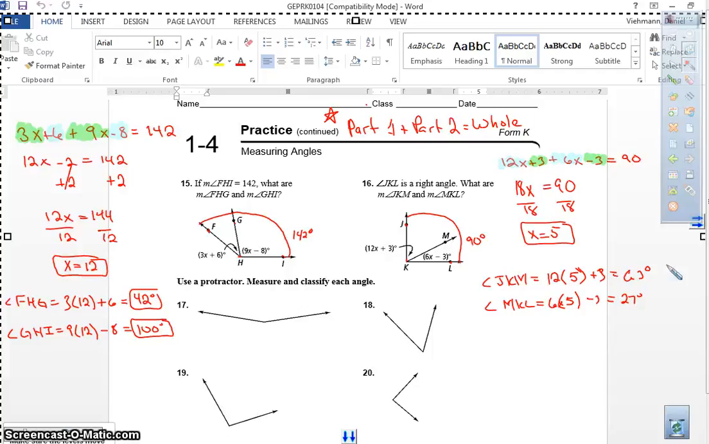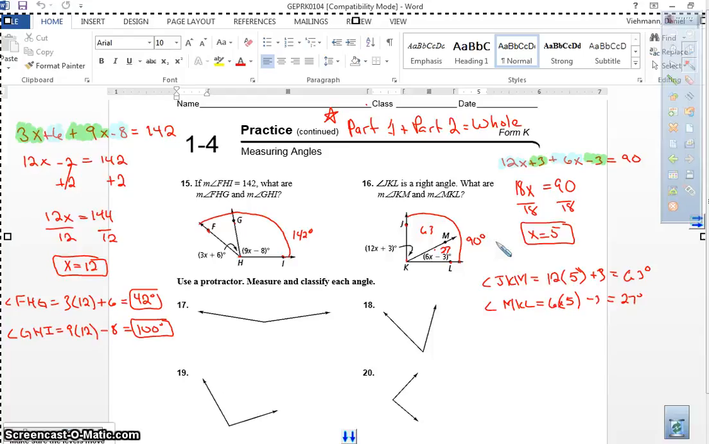If I said that JKM, this angle right here, is 63, and MKL, this angle right here, is 27, I said in the beginning that part 1 plus part 2, which is these two, equal the whole, right? So you can go back and check yourself. 63 and 27, does that equal 90? Yes. If they do not equal each other, then you messed up somewhere. Does that make sense?